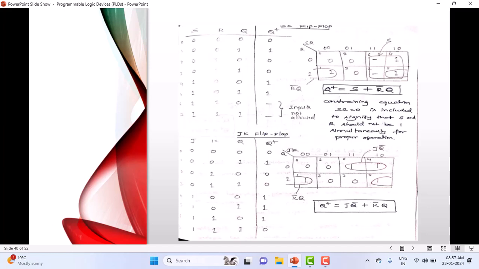You have to make it as a state table. How do you make it as a state table? Along with the D, you should also have Q, and you will also have Q plus. This is the state table, right? Now there are 2 inputs, so you will have 4 combinations. D and Q will have 0 0, 0 1, 1 0, and 1 1.